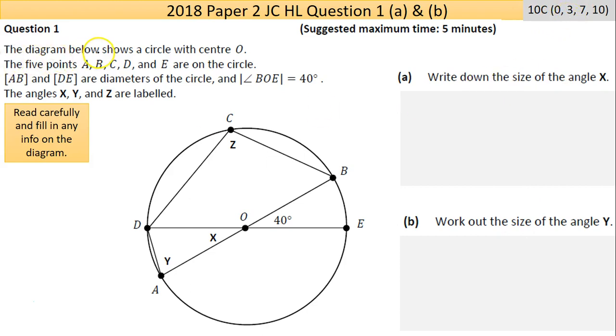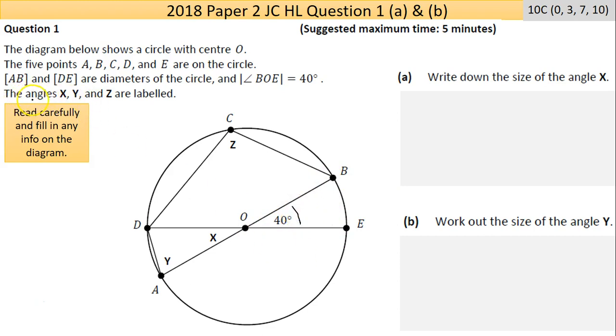Now the diagram below shows a circle with center O. The 5 points A, B, C, D, and E are on the circle. AB and DE are diameters of the circle. And the angle BOE, so the angle at O is what matters, equals 40 degrees. So BOE there is marked as 40 degrees.